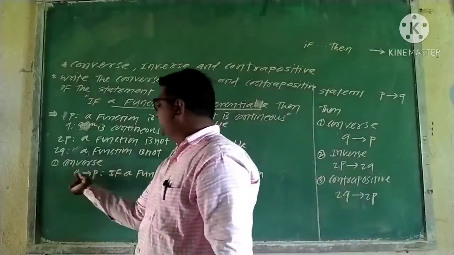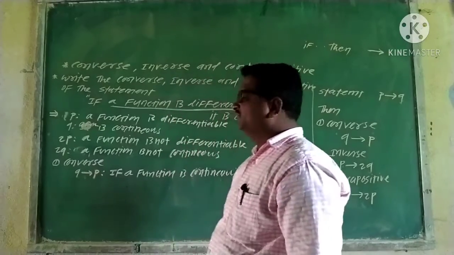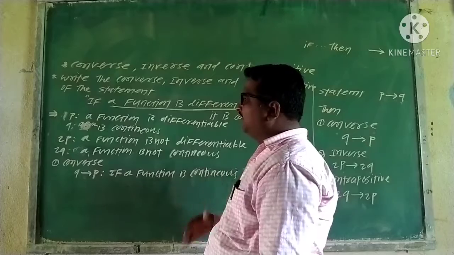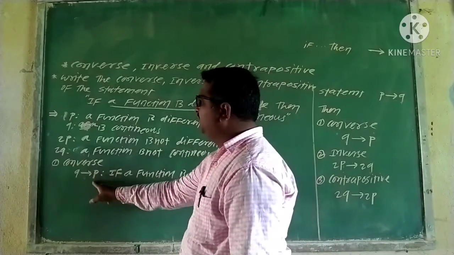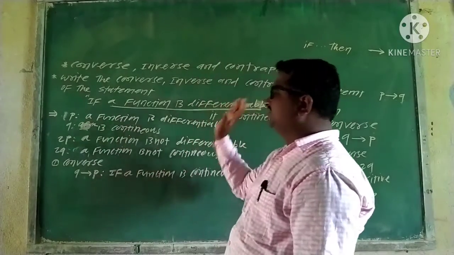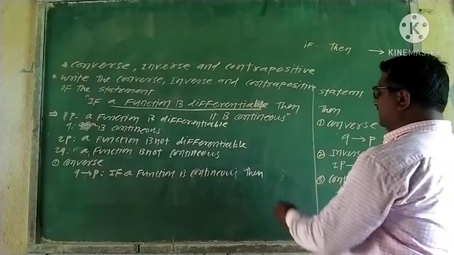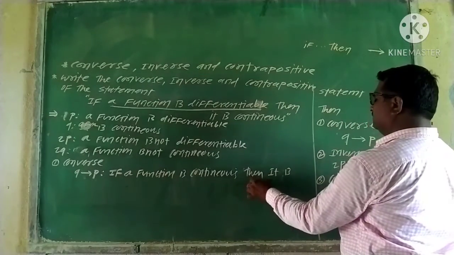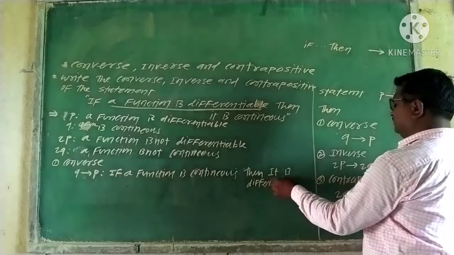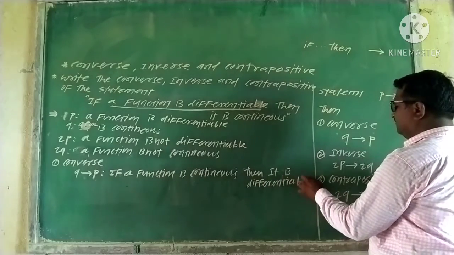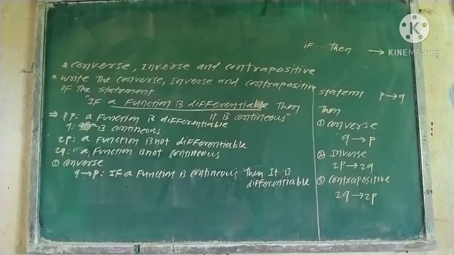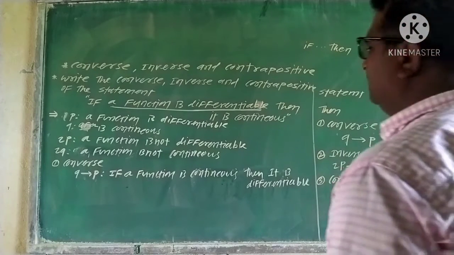At the start, after "if", I wrote Q. Statement Q: a function is continuous. Then after that we can write the next statement P. The statement P is: a function is differentiable. So that it is differentiable. This is the converse of the given statement P. Converse of the given statement.